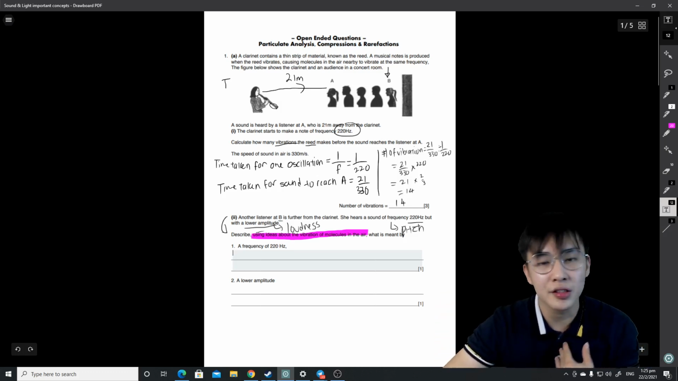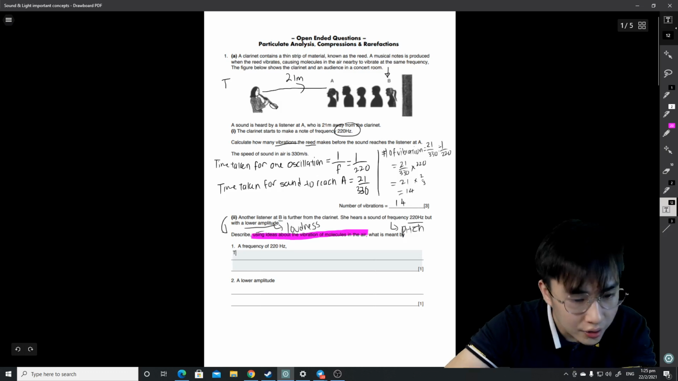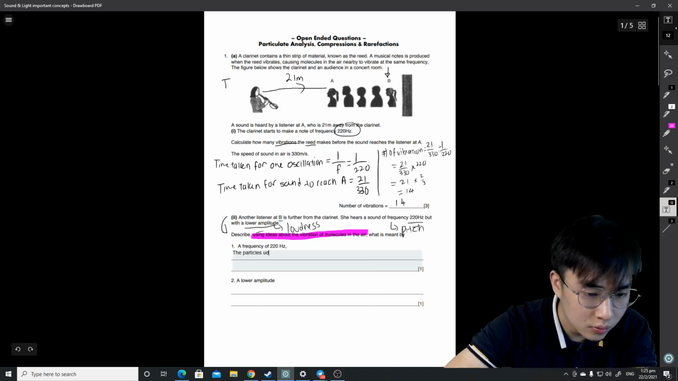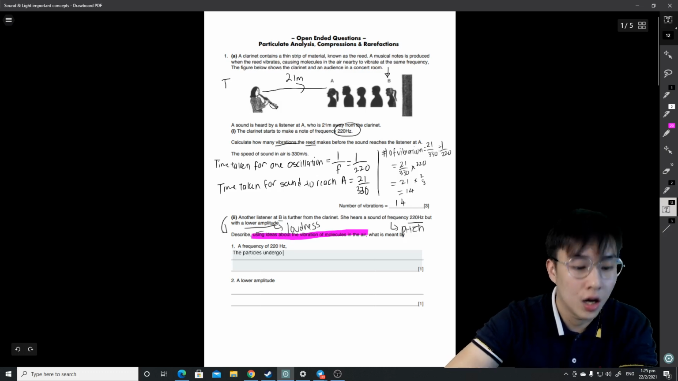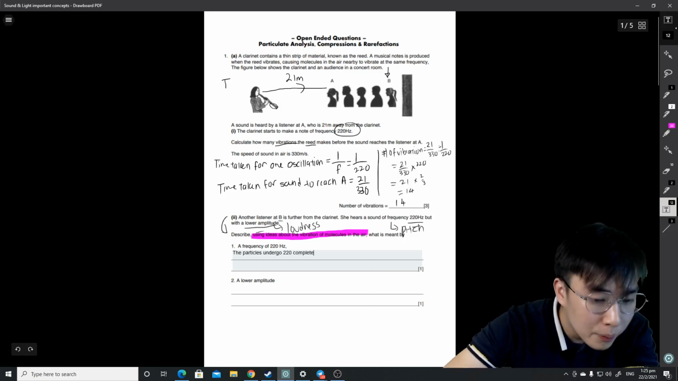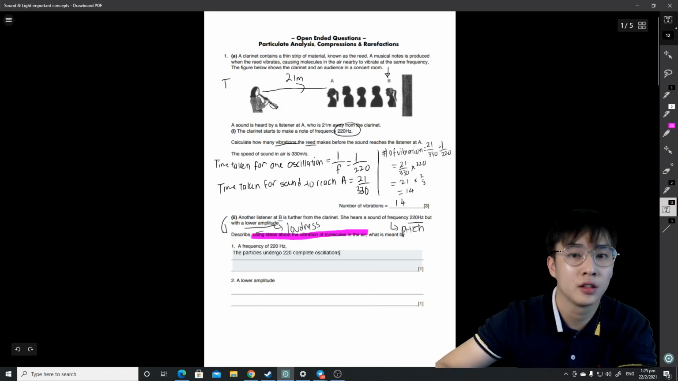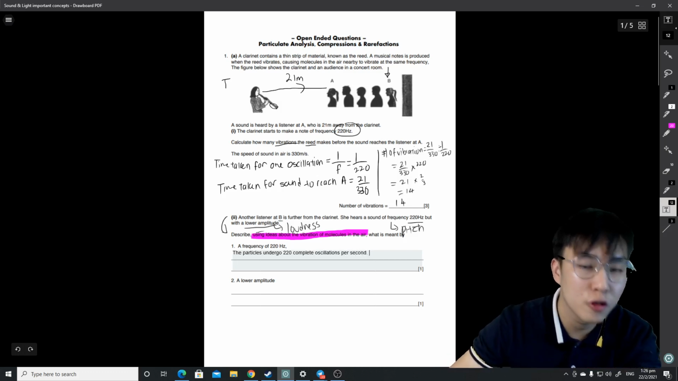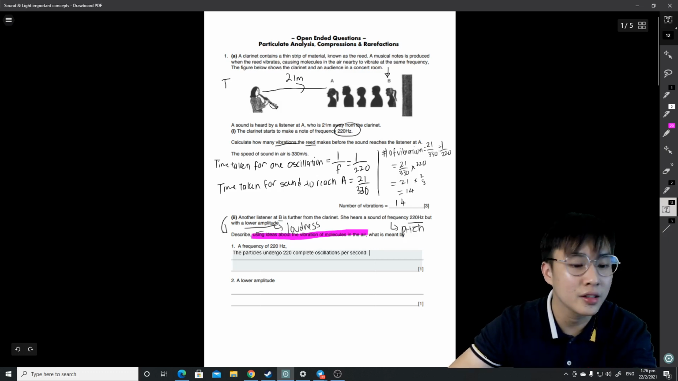Okay, so when we say frequency of 220 Hertz, you can just say the particles undergo 220 complete oscillations in 1 second, or per second. Okay, that is the meaning of 220 Hertz.